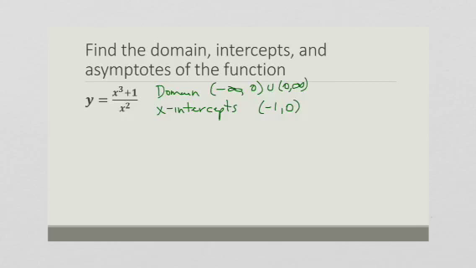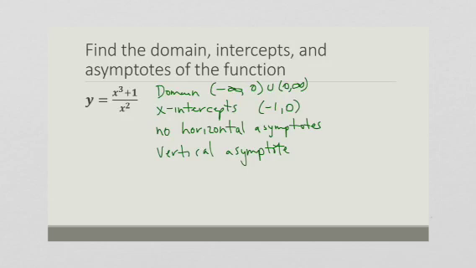And I need to look at my asymptotes. Here, I have no horizontal asymptotes. The reason for that is because, according to our rule, the denominator is smaller than the numerator, so there are no horizontal asymptotes. Vertical asymptotes are going to happen where my denominator equals 0. So I have a vertical asymptote at x equals 0. And there you've answered your question.